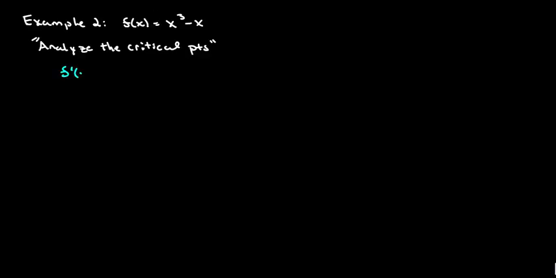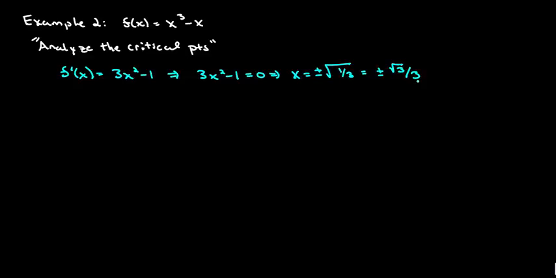So f prime of x is equal to 3x squared minus 1. So we set that equal to 0, and we solve that to get x is equal to plus or minus the square root of 1/3, which we know is plus or minus the square root of 3 over 3. Okay?